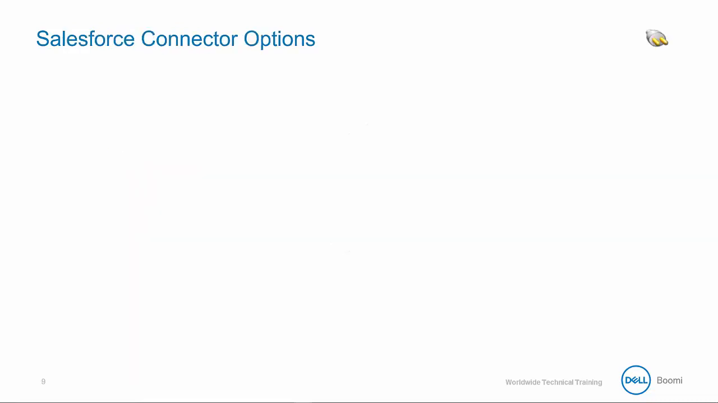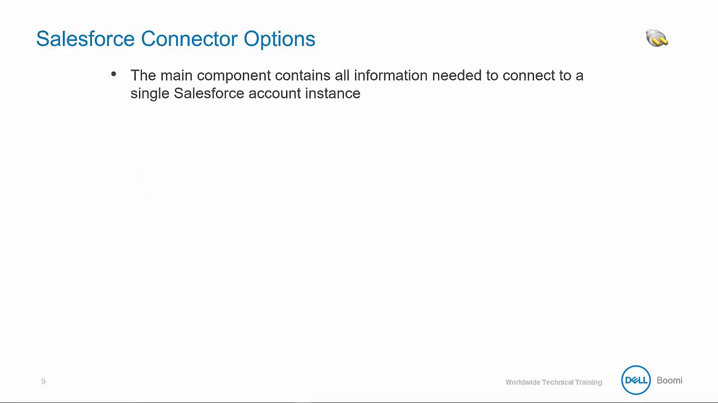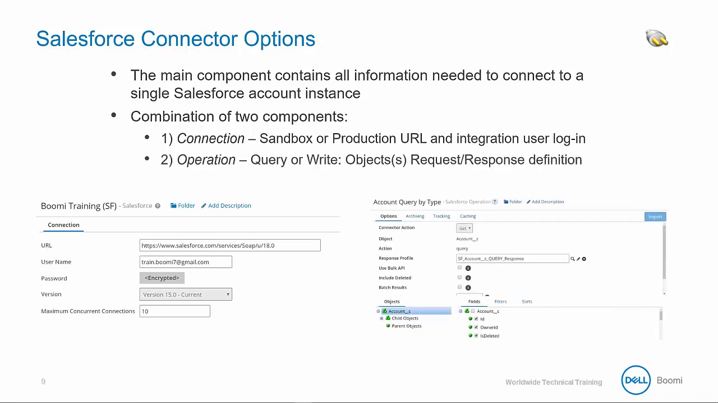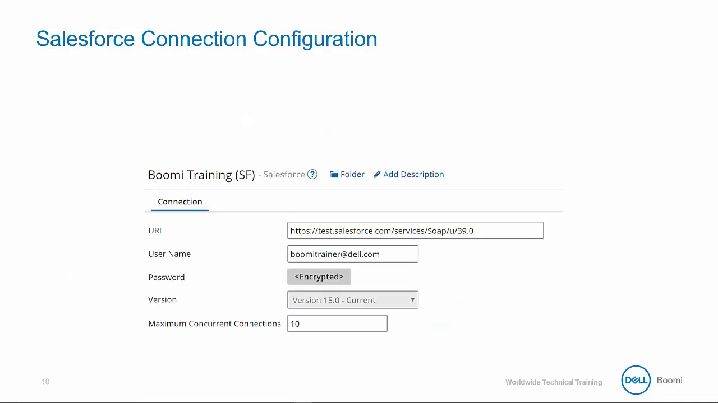Before we configure our start shape, let's discuss the core features of the Salesforce connector. It's the main component containing all information needed to connect to a single Salesforce account instance. Like any connector, it's a combination of two components: the connection or the where, which is the sandbox or production URL and integration user login; the operation or the how, which is a query or write action, and the request or response definition.